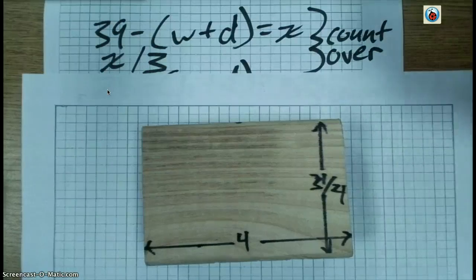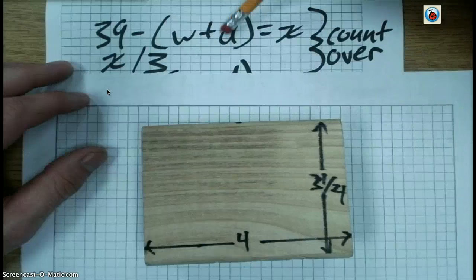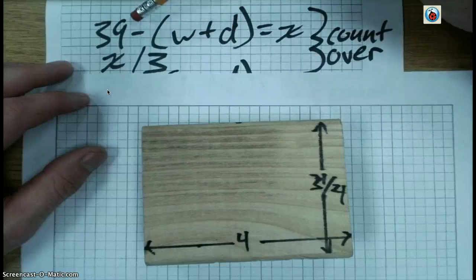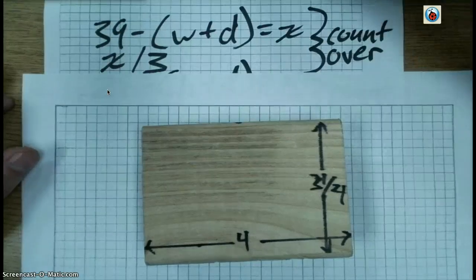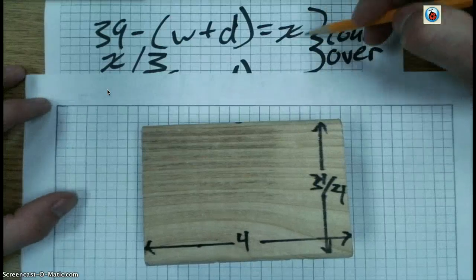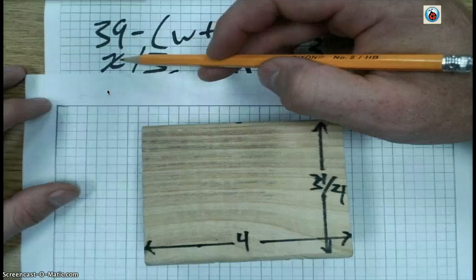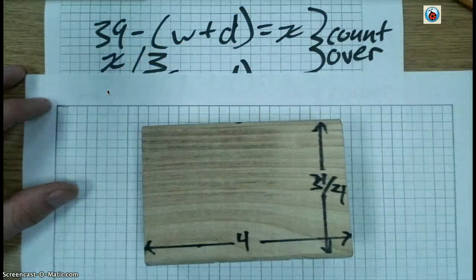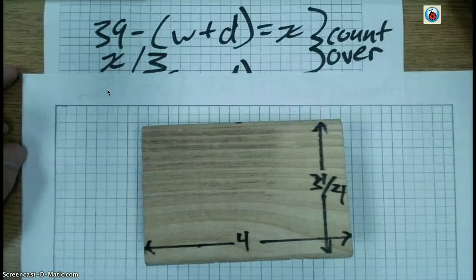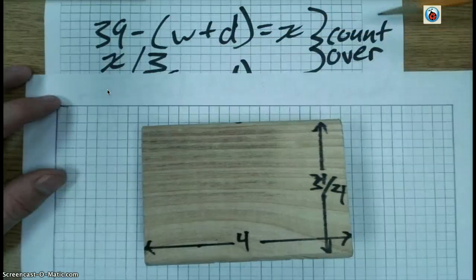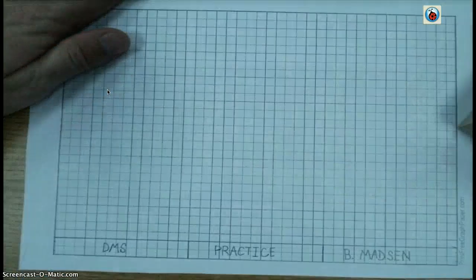Okay, so in the parentheses 5.5. I'm going to go 39 minus 5.5. And that's going to be 33.5. So x is 33.5. And I need to divide x by 3. So 33.5 divided by 3 equals 11.166 repeating. Okay, we're just going to call that 11. So that number is how much I count over to find my starting point.